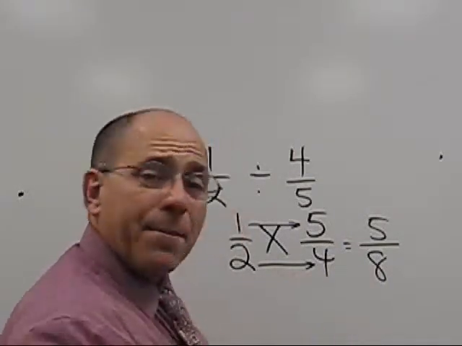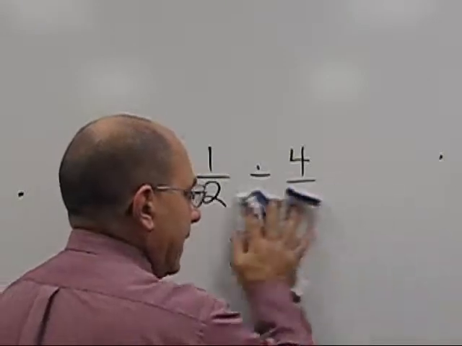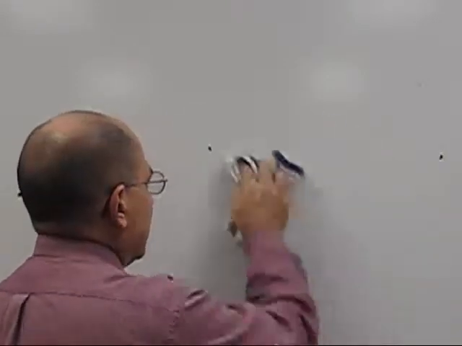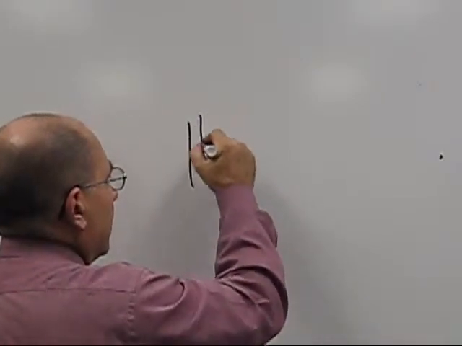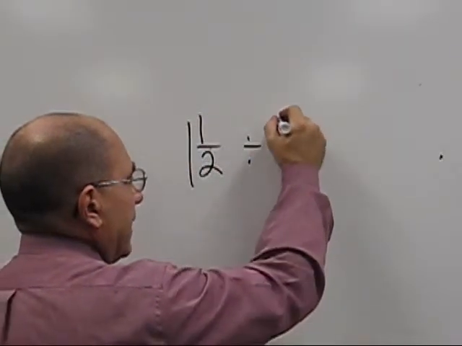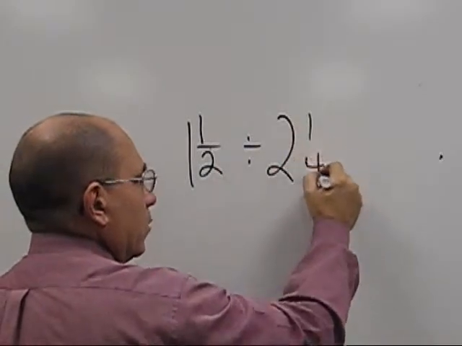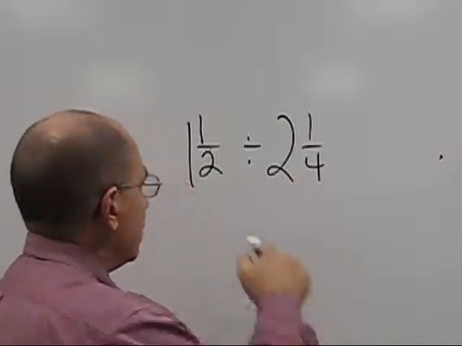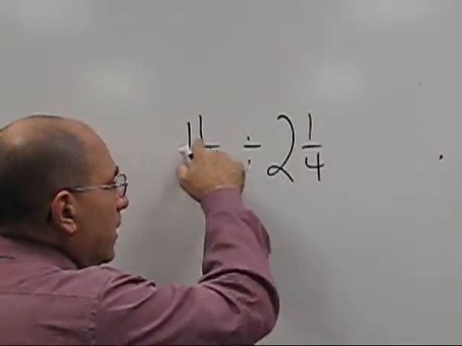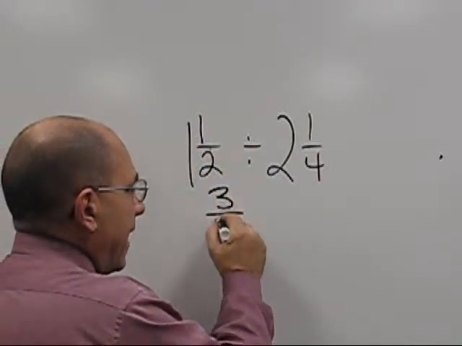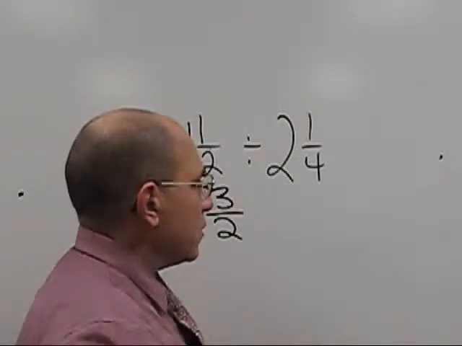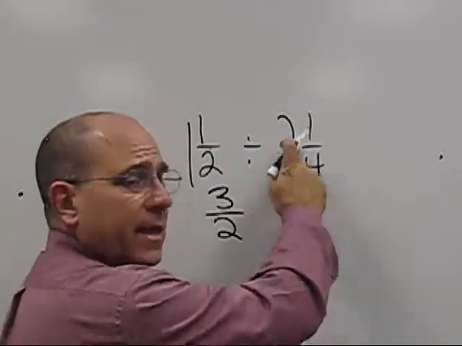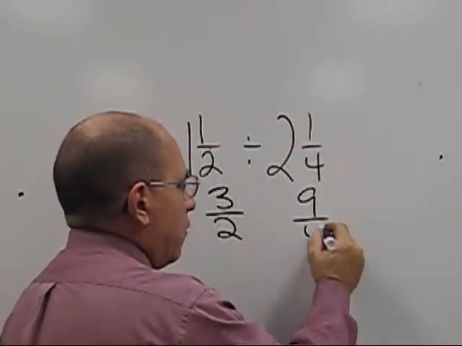Okay, so now what happens when there are mixed numbers? Well, again, if you remember from the last video, I showed you how to turn a mixed number into an improper fraction. So let's say we're going to divide 1/2 by 2 1/4. We first go to improper fractions. Improper means 2 times 1 is 2 and 1 more is 3. 3/2. That's an improper fraction. And we say 4 times 2 is 8 and 1 more is 9/4.